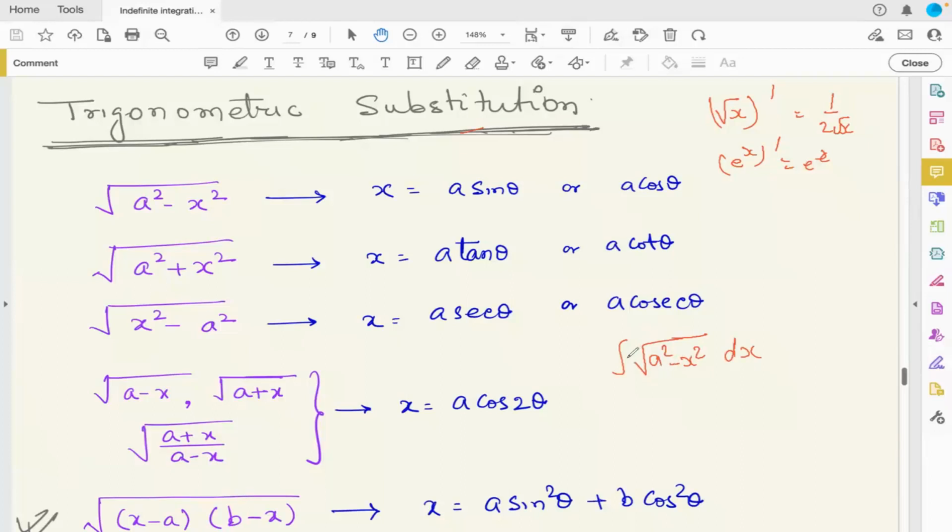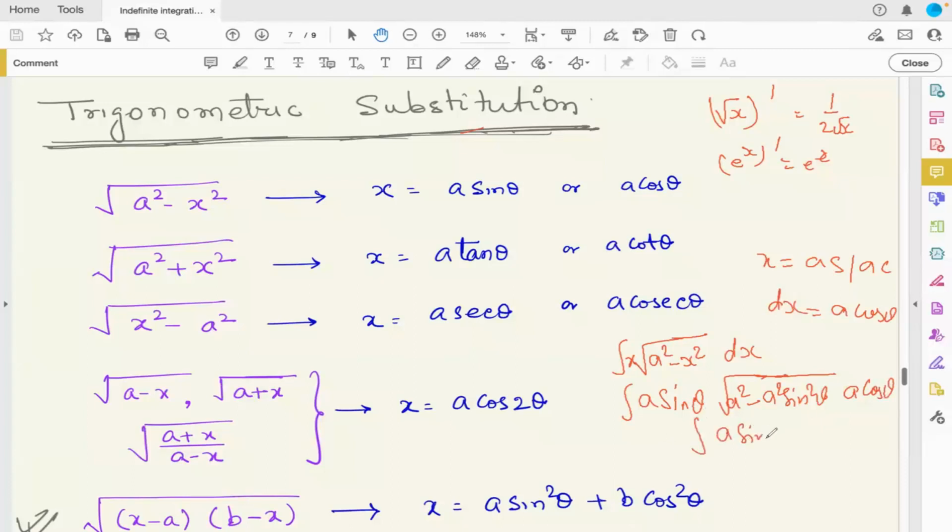So what we do: we have to integrate x root under a square minus x square. We know some basic trigonometric substitutions. Here we can put x equal to a sin theta or a cos theta. When we substitute a sin theta here, we get root under a square minus a square sin square theta. And dx, if we substitute x equal to a sin theta, will be a cos theta, right?